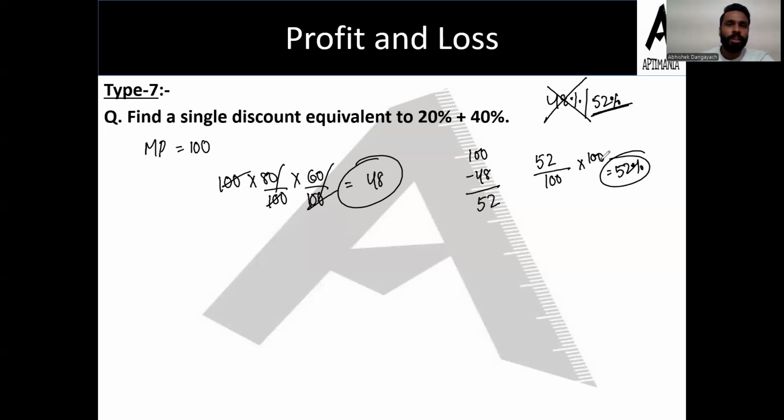In a hurry we are going to tick the option to be 48, and trust me for this, 48 is always going to be there as an option. So do take care of the thing, that 52% is the correct answer for this.